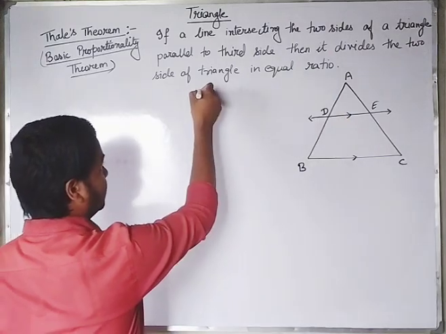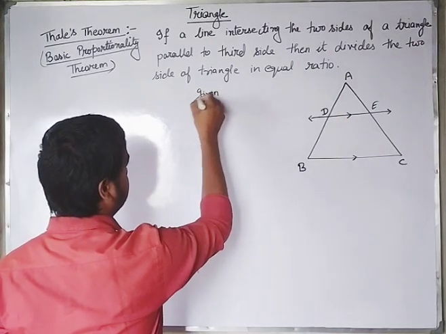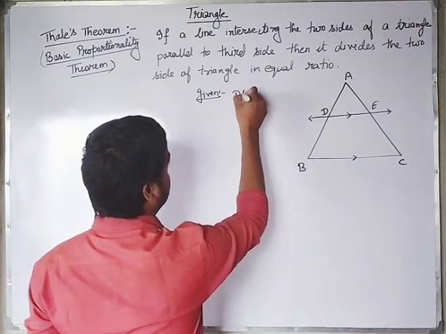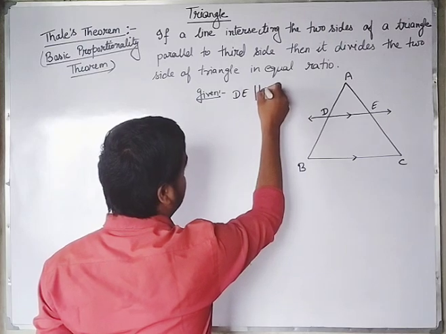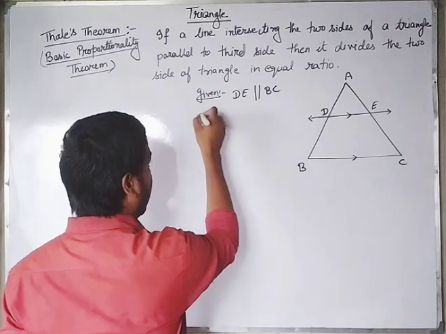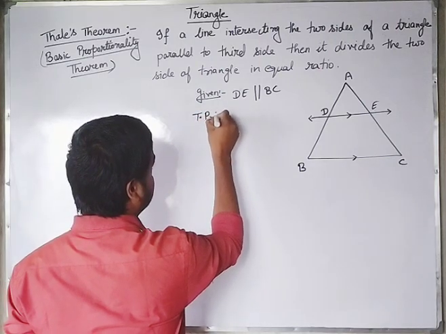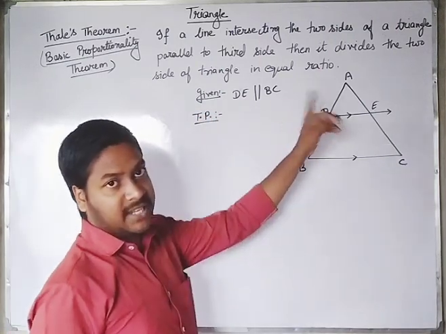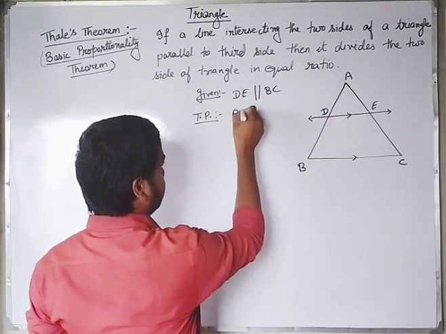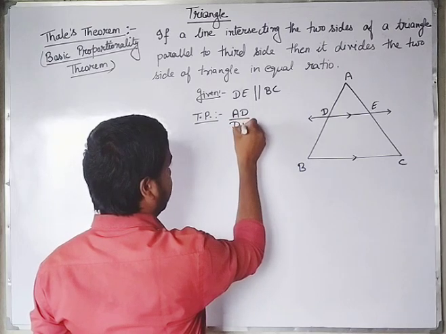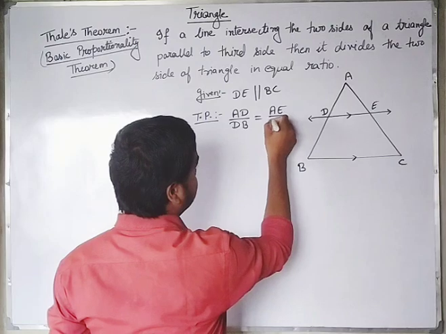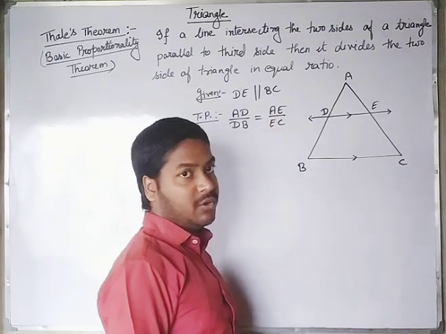So at first we will write here given. What is given here? Given part is DE is parallel to BC. Only this much part is given. What to prove? Prove is that if it is parallel, then it divides the two sides into equal ratio. It means AD by DB will be equal to AE by EC. This one only we need to prove.